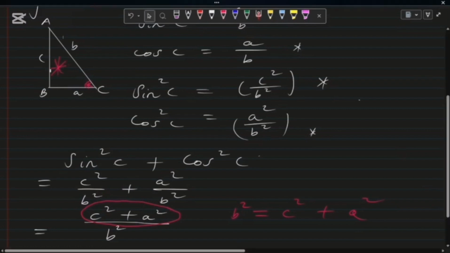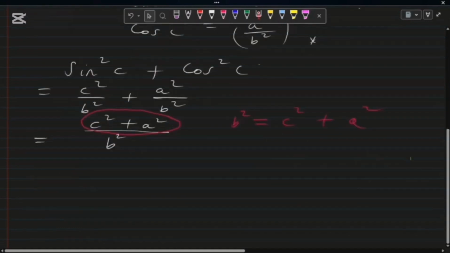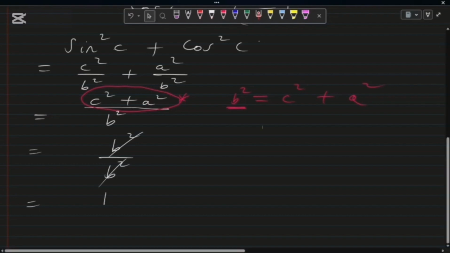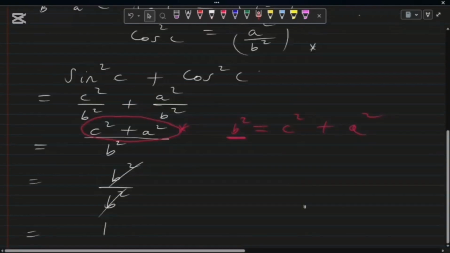Now, this is lovely because it means that instead of C squared plus A squared, I will just substitute B squared. So we'll have B squared over B squared, which cancels out, and we're just left with 1. So we have proven another very fundamental identity.